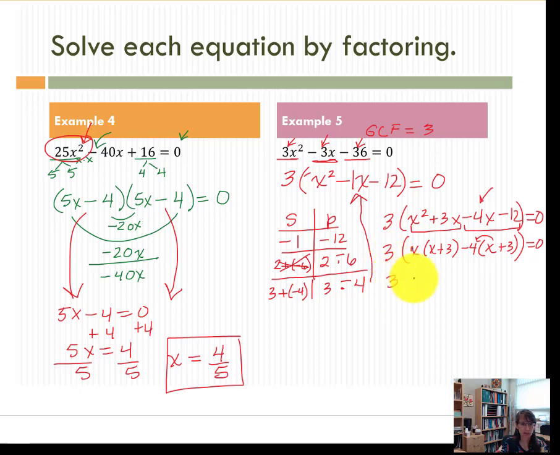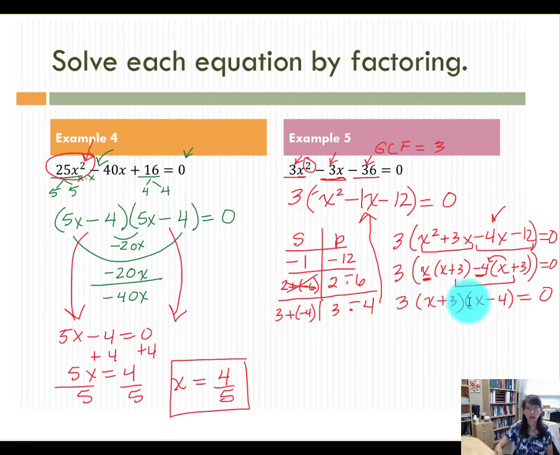3 was the original common factor. The quantity x plus 3 is the new common factor. And then x and minus 4 make that other factor. Now that the polynomial is completely factored, we can set each factor equal to 0. That's the zero factor property. First, we'll take 3 and set that equal to 0. But you can see that since there is no variable with that factor, 3 is not going to equal 0, and therefore we don't end up with a solution being generated from that factor.